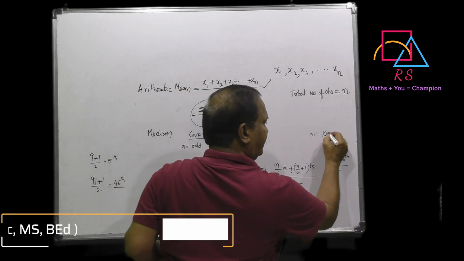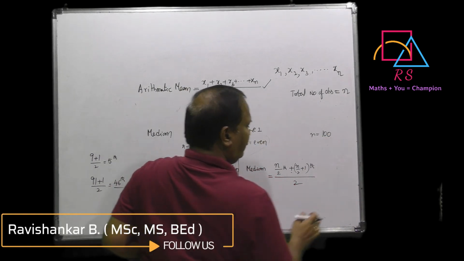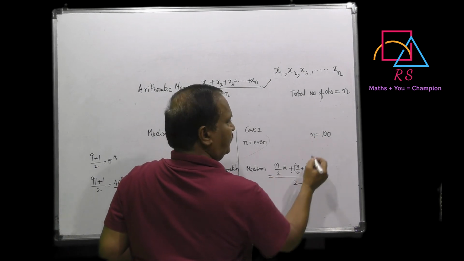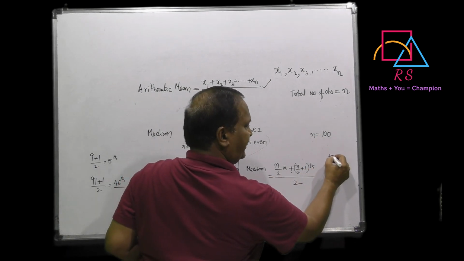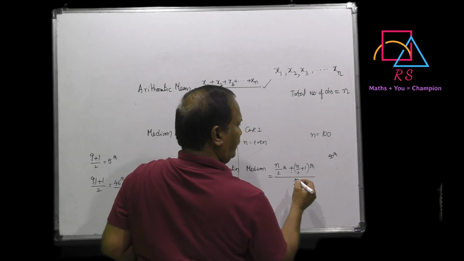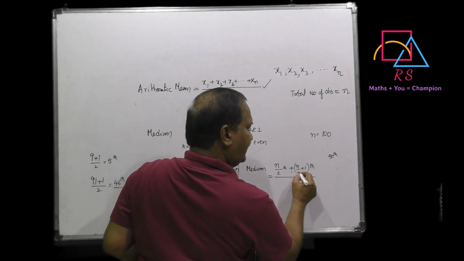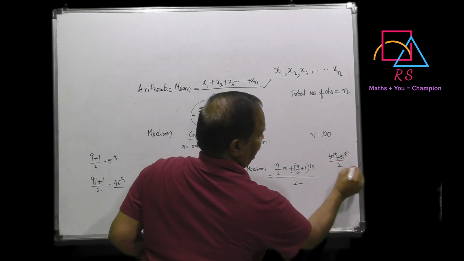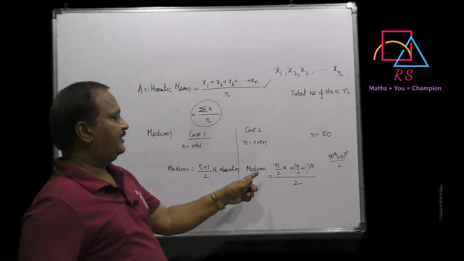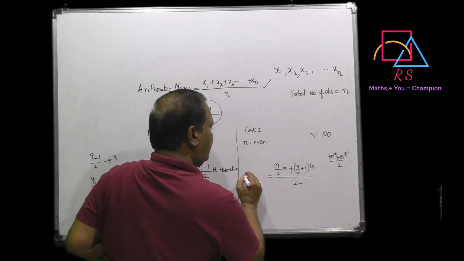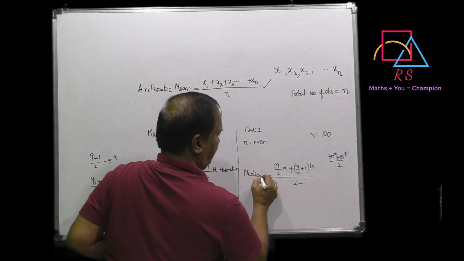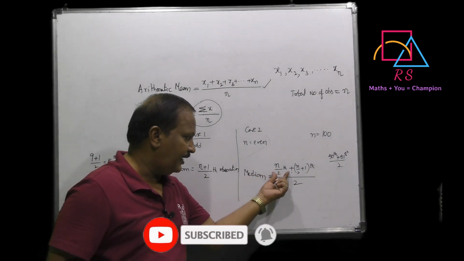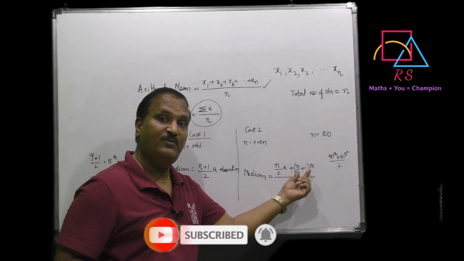Suppose it is 100, then what happens? 100 is also even. The n by 2 th value, 100 by 2, 50th value, plus 50 plus 1, 51st value, divided by 2. This is the median formula for an even number of numbers. Please be careful: n by 2 th plus n by 2 plus 1 th.